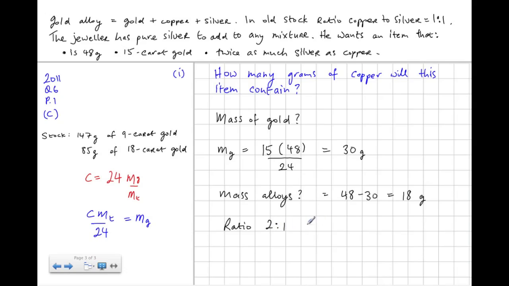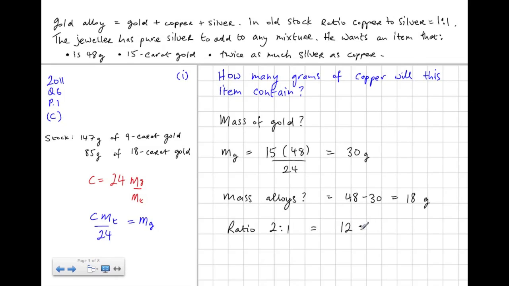Now it's in a ratio of 2:1 in favour of silver. And if you break 18 in the ratio of 2:1, we get 12:6. And therefore 6 grams must be the mass of copper.